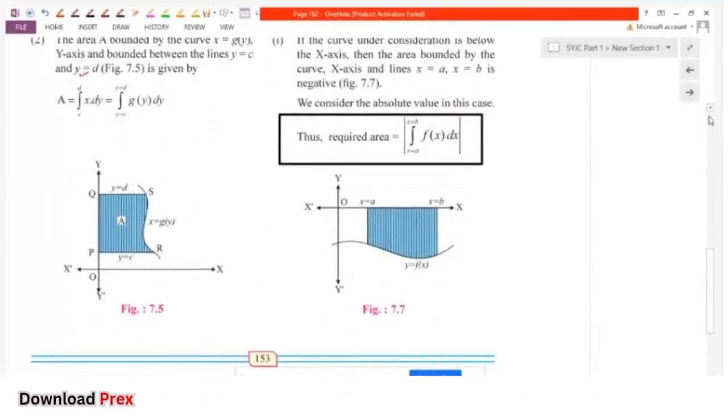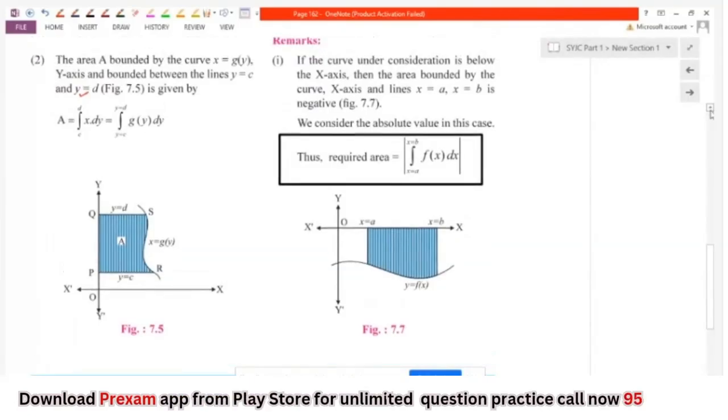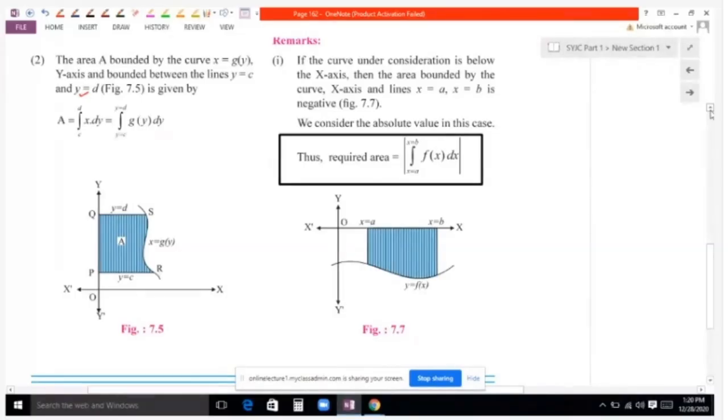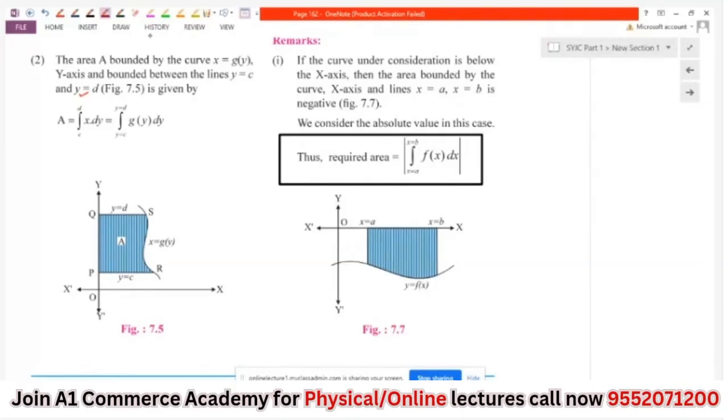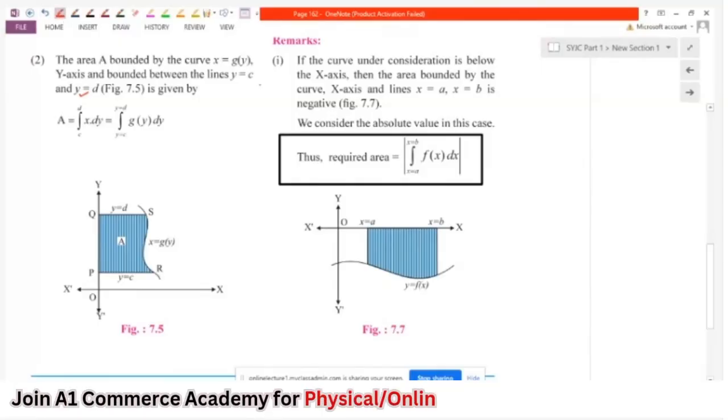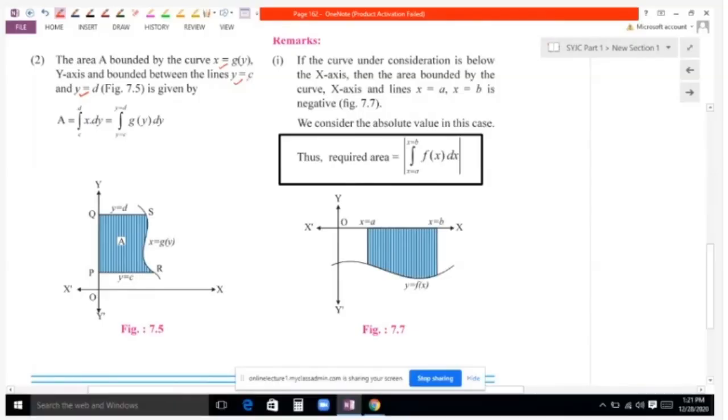Now look at formula number 2. The area A bounded by the curve x is equal to g of y and the y axis. Now look, in the formula the y axis has come here. And bounded between the lines y is equal to c and y is equal to d is given by. It will be exactly the same as I told you.